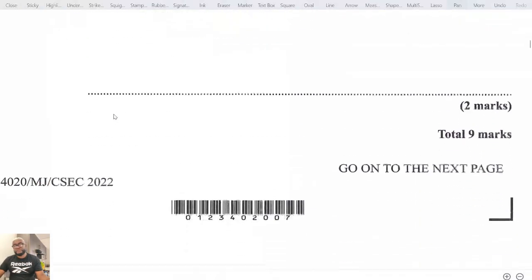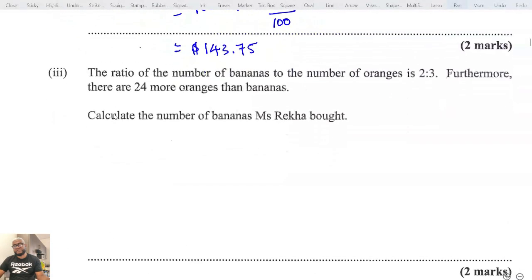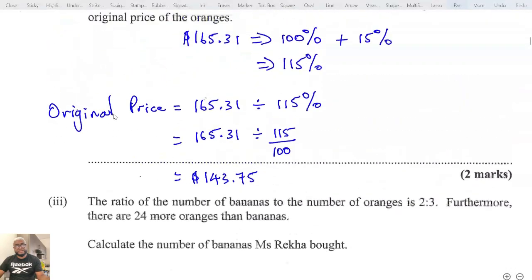Right, so this is 2 marks. So I'm giving you all 2 minutes, literally 2 minutes. Let's go. 2 minutes, quickly. I can pause there.